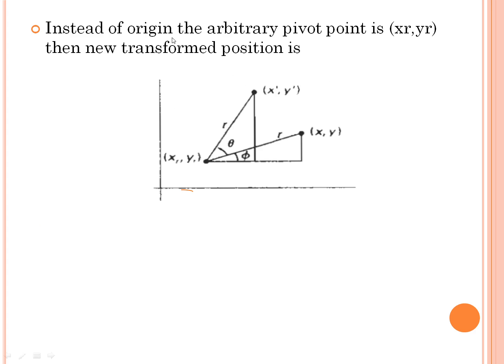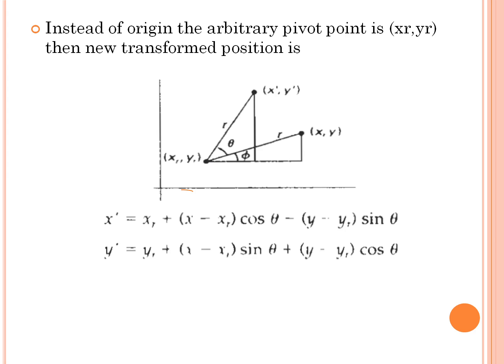Now, in the previous figure the pivot point was the origin, but now instead of the origin, the arbitrary pivot point is xr comma yr. Then the new transformed position is x dash equals xr plus x minus xr times cos theta minus y minus yr times sin theta. In a similar way, y dash equals yr plus x minus xr times sin theta plus y minus yr times cos theta.